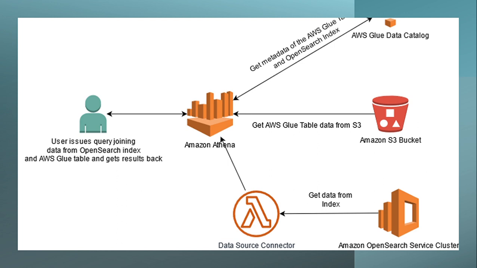So a user issues a query joining data from an OpenSearch index and an AWS Glue table and gets the result back. Amazon Athena can get the data from one source, which is an S3 bucket. Then Amazon Athena can invoke the AWS Lambda function as well. So a complete query and insight analytics can be done with the help of Athena.